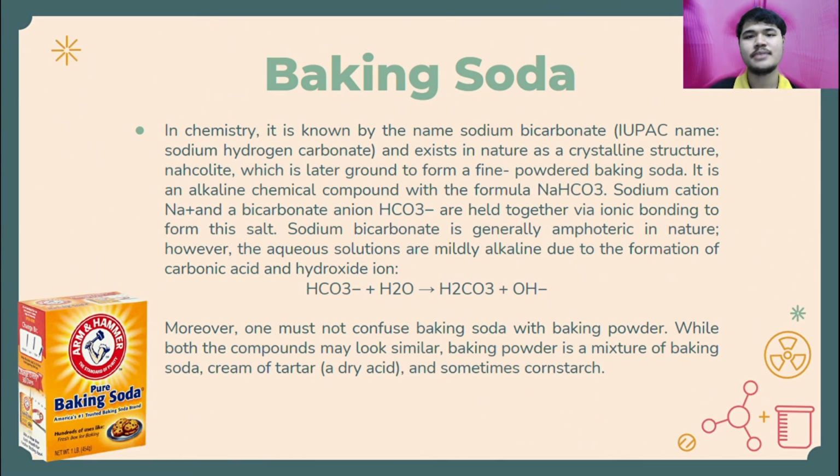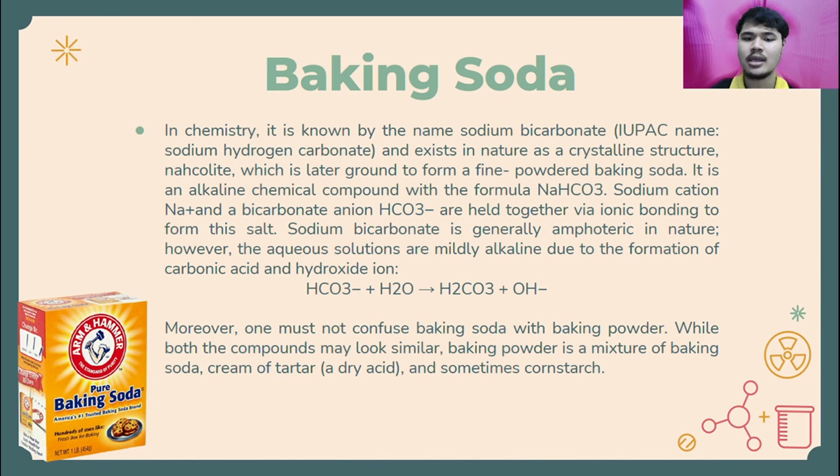So next is baking soda. Basically, baking soda is another commonly found chemical in a household, specifically in the kitchen. It is one of the most widely used leavening agents in baked goods to improve their texture and appearance. In chemistry, it is known by the name sodium bicarbonate. The IUPAC name is sodium hydrogen carbonate, and it exists in nature as a crystalline structure, nahcolite, which is later ground to form the fine powder, baking soda.